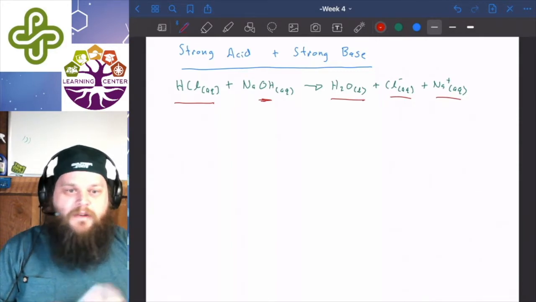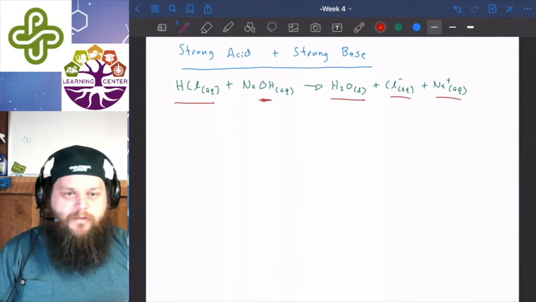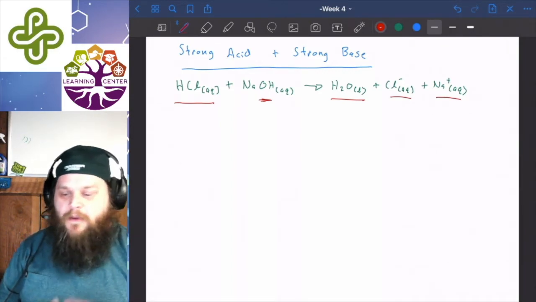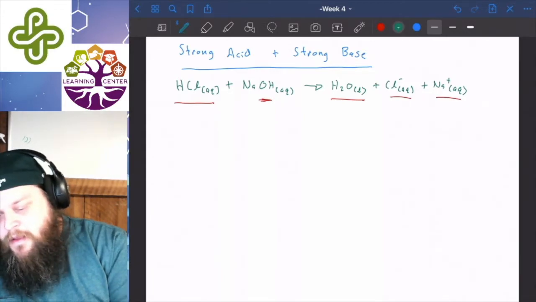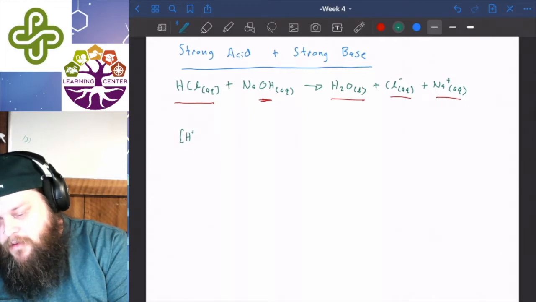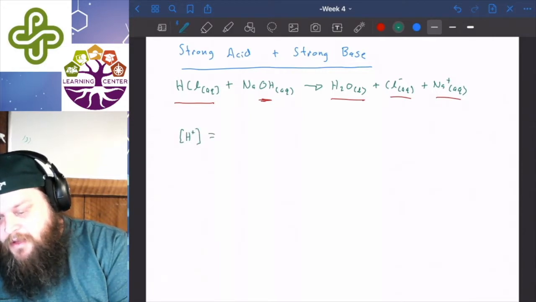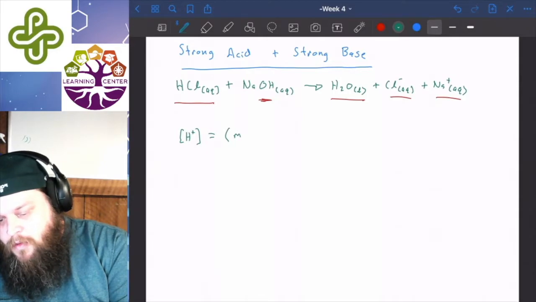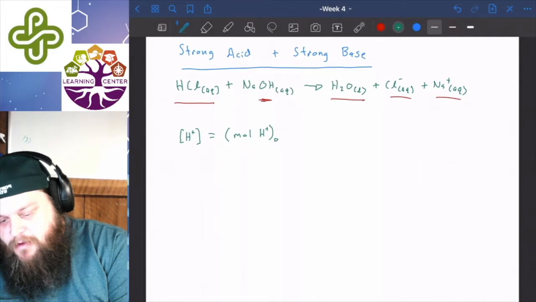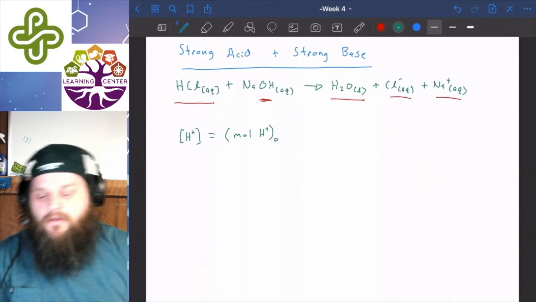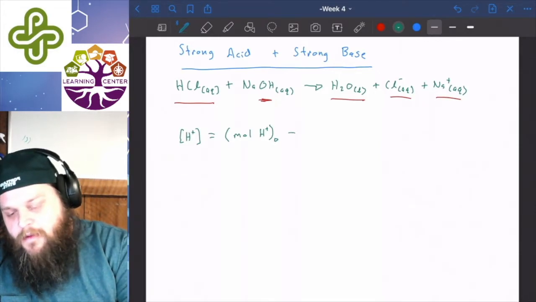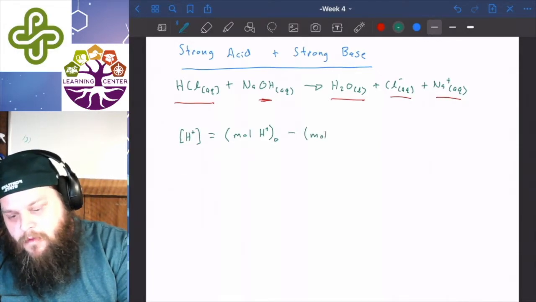For a weak acid titration, it's going to be a little bit different. It's going to be higher in that case. And we'll go over that in a little bit. But we can see that the concentration here of H plus is going to be equal to the moles of H plus, put a little 0 down there for the initial amount of moles of H plus we have in our initial solution, subtracted from the moles of OH minus added.